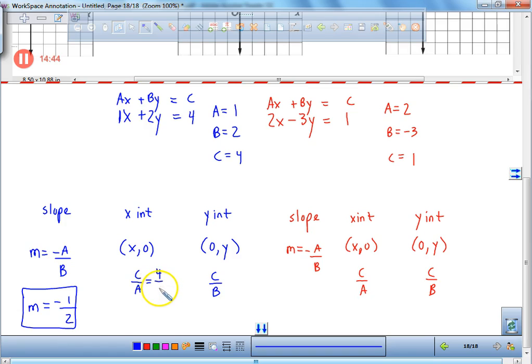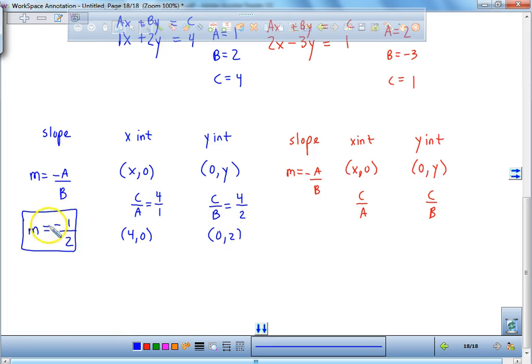All right. So what's my a value? 1. What's 4 divided by 1? That means my x-intercept is at what? 4, 0. All right. And what about my y-intercept? It says what? C over b. What's my c value? What's my b value? 4 divided by 2 is 2. So what am I going to plot on my graph? 4, 0, and a 0, 2. And what should we have a slope of? Negative 1 over 2.